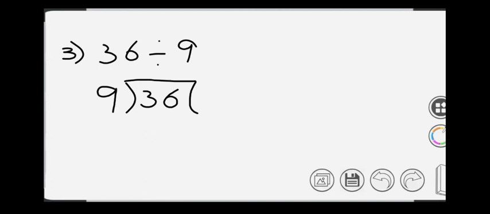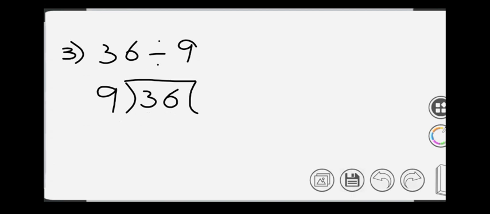Now this is case 2 that I was talking about, that here the tens place of the dividend is smaller than the divisor. Here divisor is 9 and the tens place of the dividend is 3, and this is smaller than the divisor. So in that case I will be taking both the digits together, the tens and ones, and see whether this number comes in the table of 9 or not. That means in this question we don't need to do it separately. I'll be taking both 36 together.